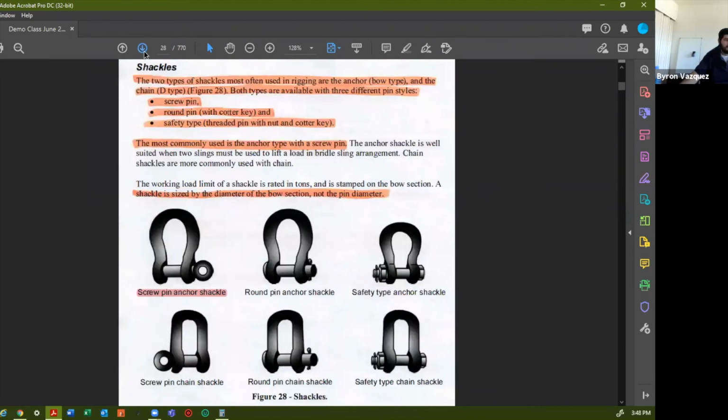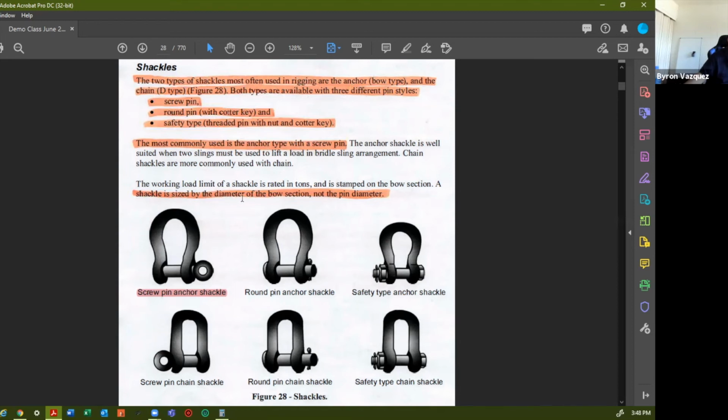This is a shackle. If you haven't seen one before, the one that you're going to be working with and asked about more than likely is the screw pin anchor shackle. The two types of shackles most often used in rigging are the anchor, like I just mentioned, bow type, and the chain, D type. Both types are available with 3 different pin styles: screw pin, round pin, and safety type. The most commonly used is the anchor type with the screw pin. That's this guy.